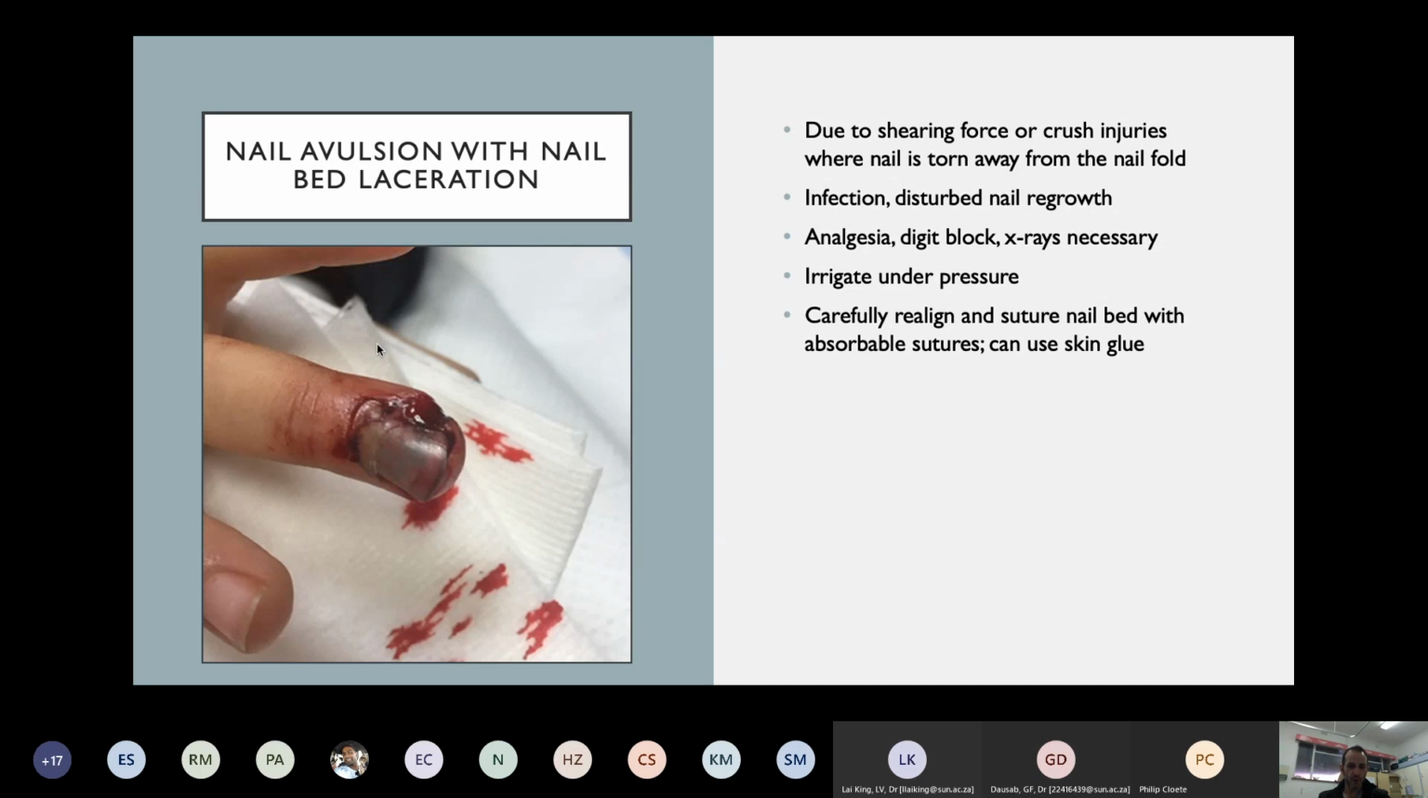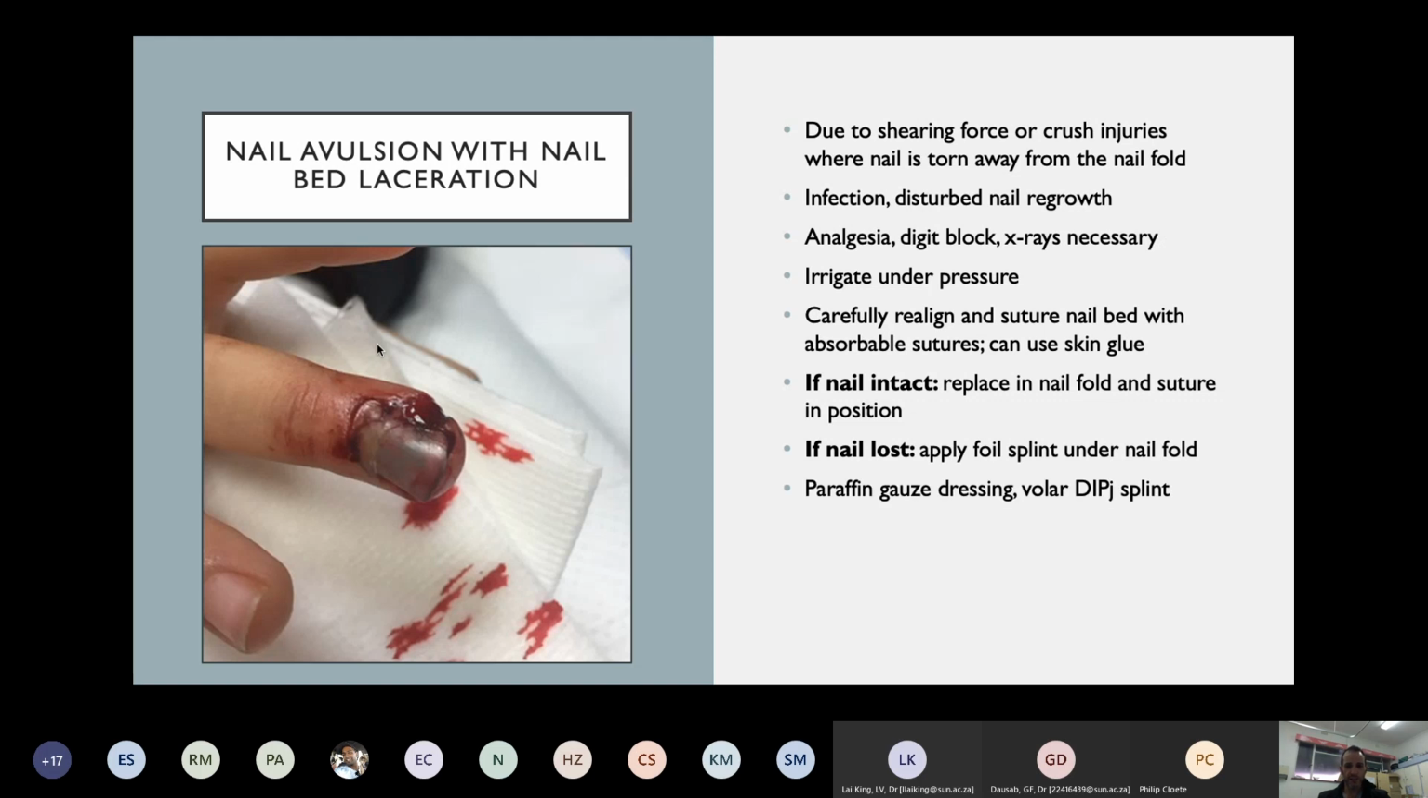Secure the nail bed. Otherwise, absorbable sutures to the nail bed, followed by replacing the nail. I've spoken about that. If the nail is lost, you can use a nail prosthesis. So either a piece of foil splint, so you can cut the suture packet into the shape of a nail, place that into the nail fold. You can also use sterile plastic. Again, paraffin gauze dressing, and these guys need a digital splint to keep everything in place. And generally, they would be referred to hands for further management.